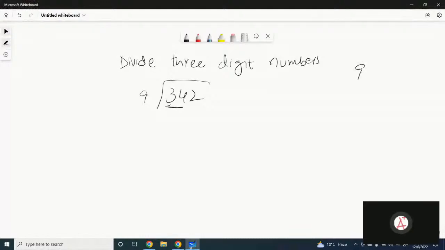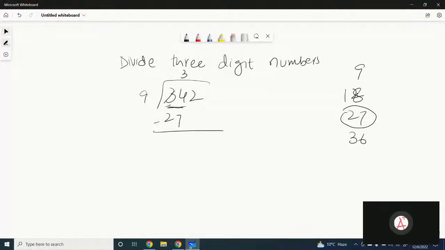9 times 1 is 9. 9 times 2 is 18. 9 times 3 is 27. 9 times 4 is 36. So 36 is greater than 34. Got it? So we can go for 9 times 3. 9 times 3 is 27. Just subtract them. It would be 14.